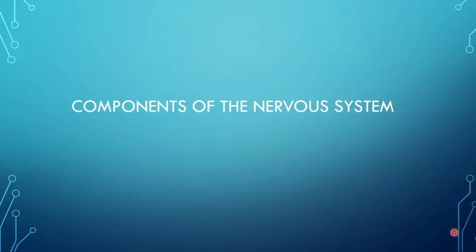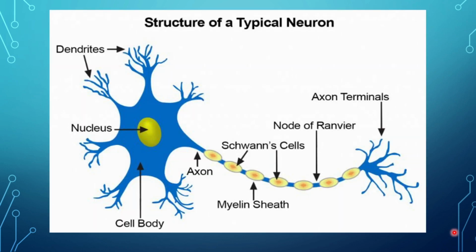So with that said, let's start off with the components of the nervous system. So I'm going to start off thinking about the cells. There are many different types of cells. We'll mention some of them in a little while. And I'm going to start by thinking about the neurons, as these are the cells that actually make things happen in the body. Right? So here we have an image of a typical neuron.